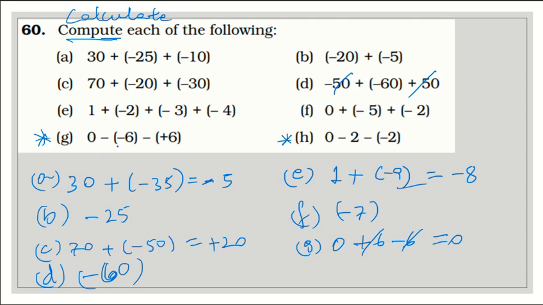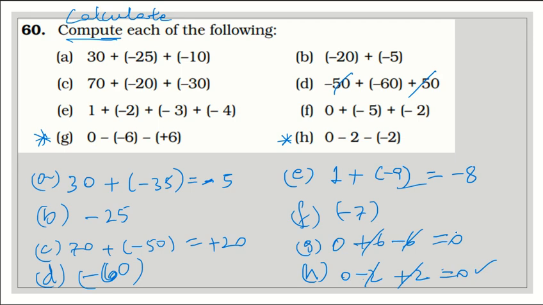So subtraction of a negative integer you have already learned, do it carefully. G and H are very important. So 0 minus of minus 2, this minus of minus becomes plus 2, removing the bracket, this minus 2 and plus 2 cancel, so 0 is the only answer of H.